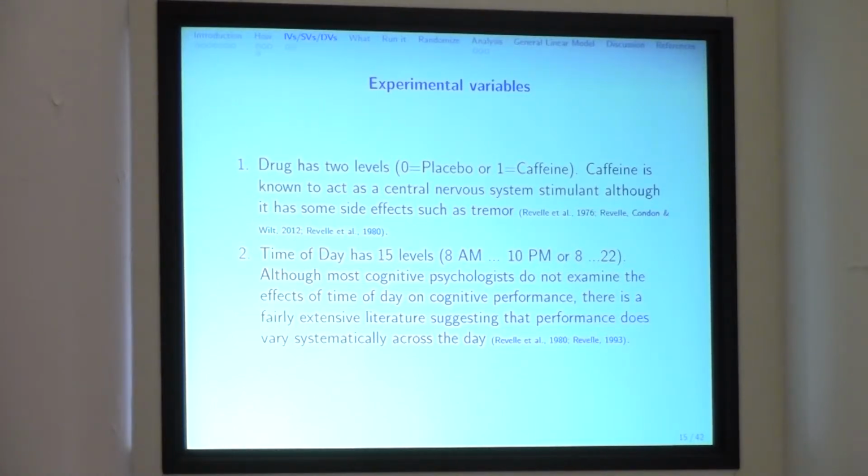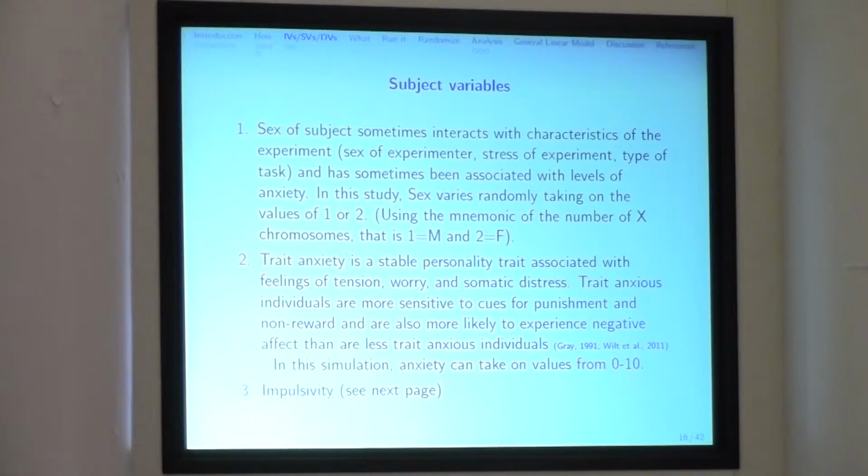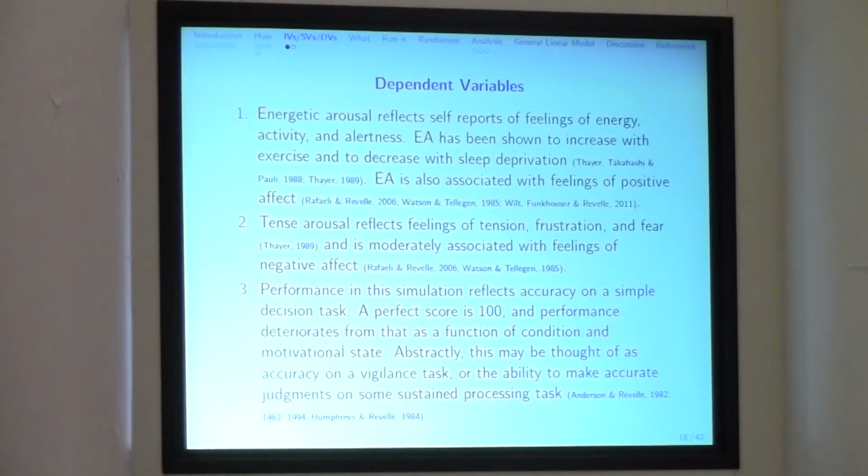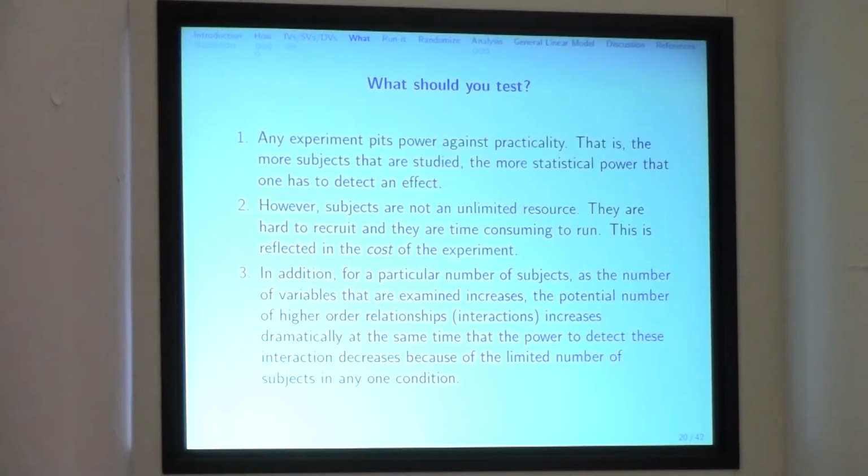What is caffeine? It's really a cool drug, it turns out. What's time of day? It's something that most cognitive psychologists should worry about, but don't. Sex of subject: roughly half the students want to measure the sex of the subject. They have wonderful hypotheses. In fact, the computer asks what sex is the subject and immediately forgets it. But this leads to type 1 errors, which is a wonderful part of the simulation. What is trait anxiety? What is impulsivity? What are the dependent variables, intervening variables, energetic arousal, tense arousal? What is performance? How much is the cost?